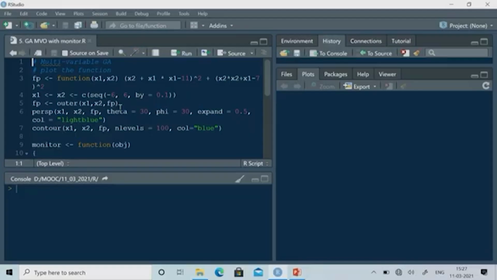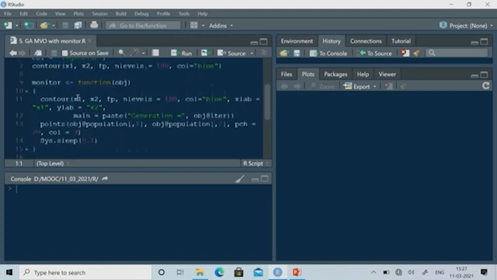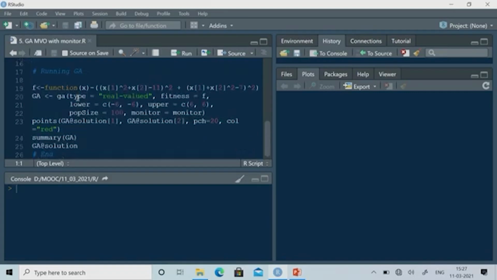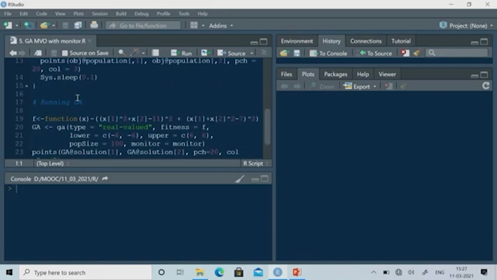Like the single variable function, I can also monitor the solution in case of a multivariable function. Let us see how we can monitor the GA iteration. Here, for this particular function again, that is x2 plus x1 square minus 11, plus x2 square plus x1 minus 7 whole square, I would like to put the monitor function. Okay. So, that I will do.